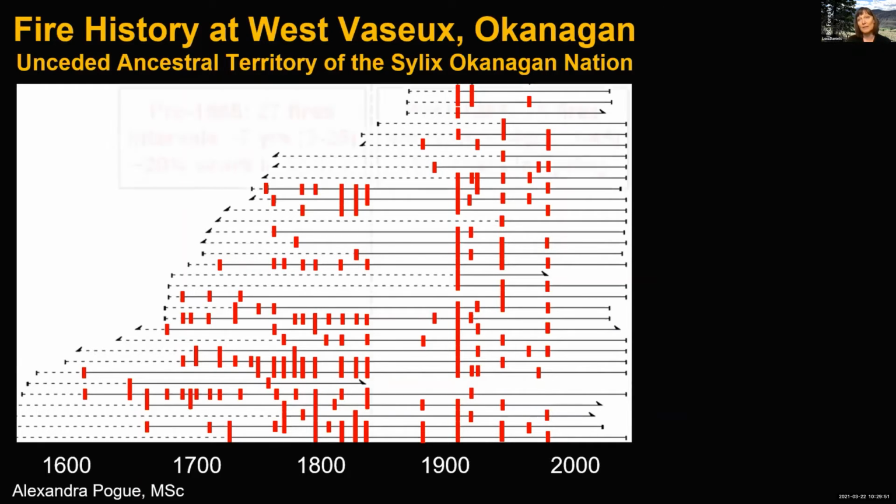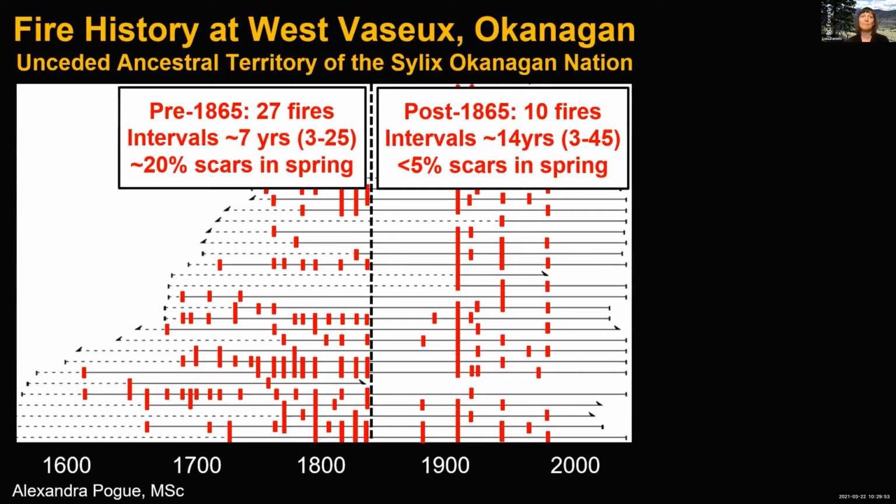There's two major components to this historical fire regime. Before 1865, fires were numerous. They burned at short intervals, averaging only 7 years from one fire to the next. About a fifth of the fire scars that we analyzed were actually formed in the spring, in the early wood of the tree rings. The fires, when we mapped them out, were spatially distributed, so they were small patches that burned asynchronously around the landscape in space and time.